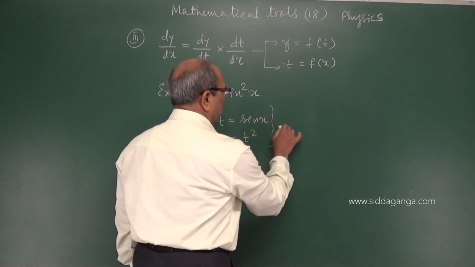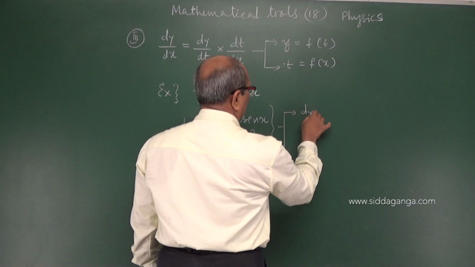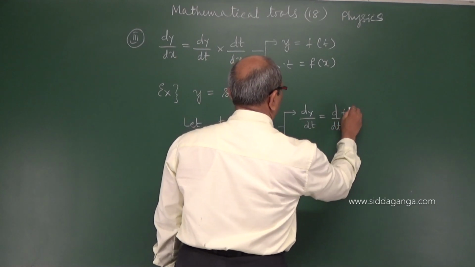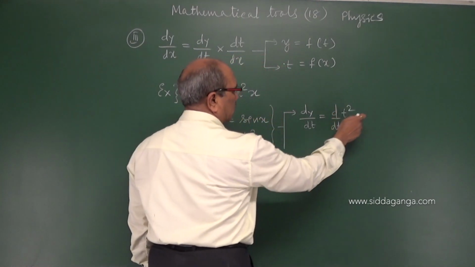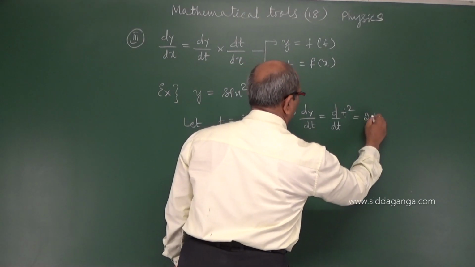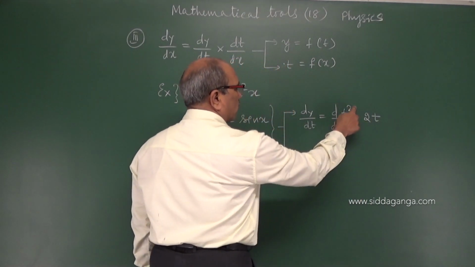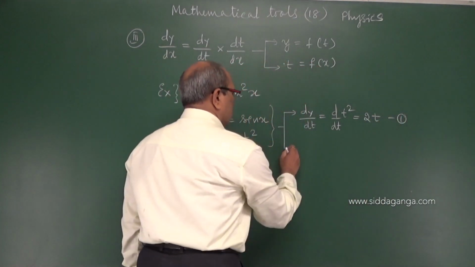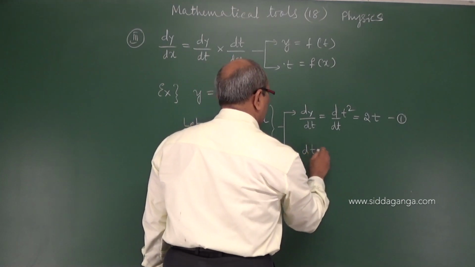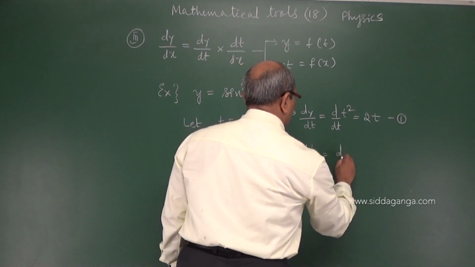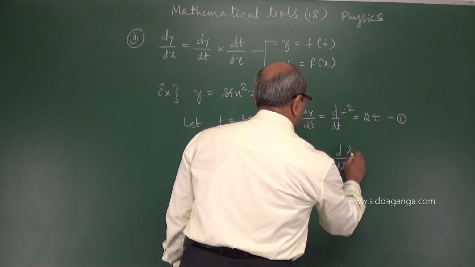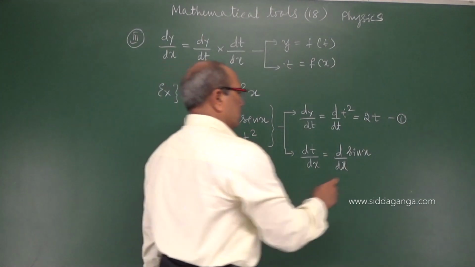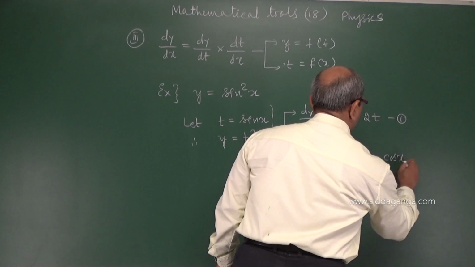Now, as earlier, find out first dy by dt, d by dt of t square. You know the derivative of x square is 2 into x, so here it becomes 2t. Similarly, dt by dx is d by dx of sin x. t is sin x, so this gives you cos x.